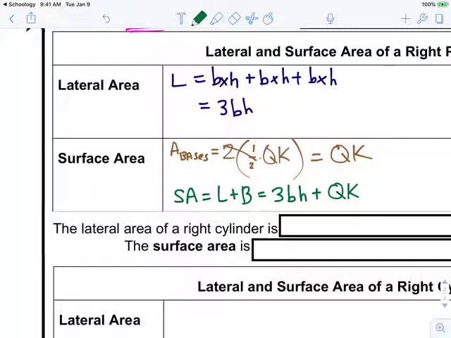Does that make sense that that's the surface area? 3 of the triangles plus that QK is 2 of the bases. Sorry, 3 of the lateral faces plus 2 of the bases.